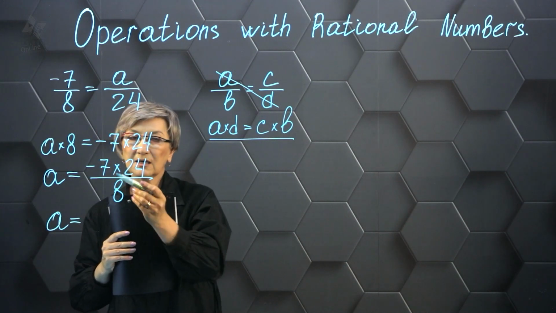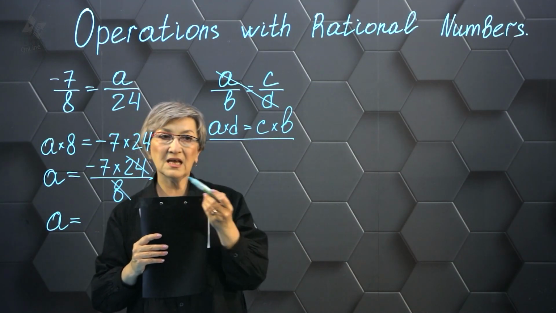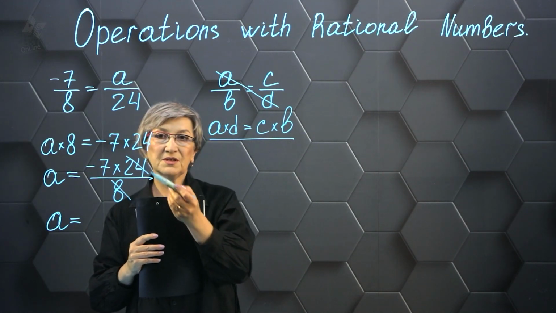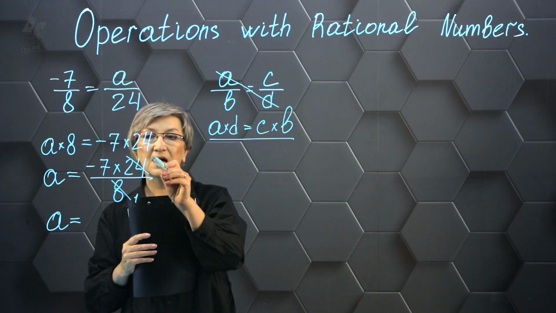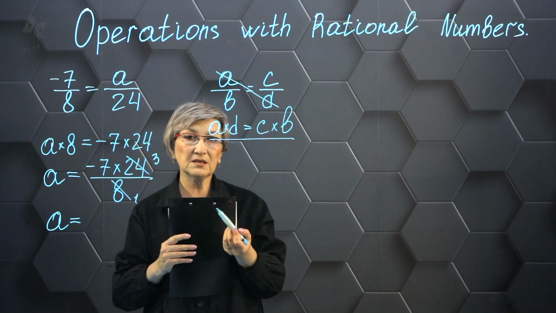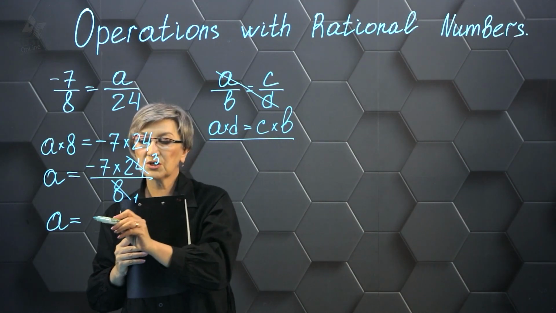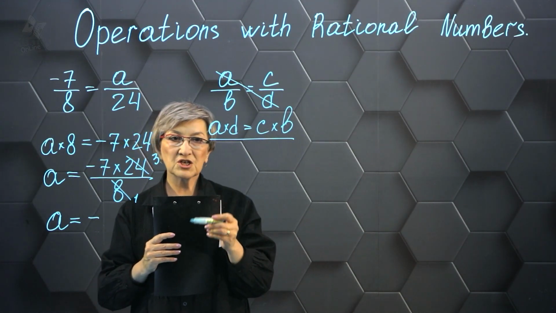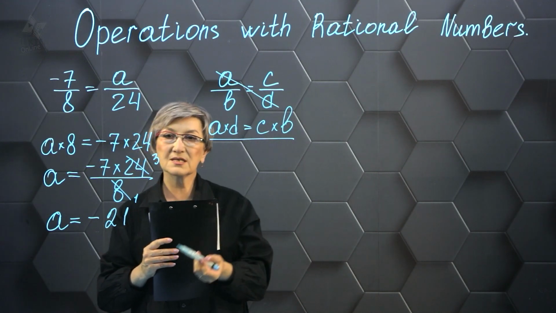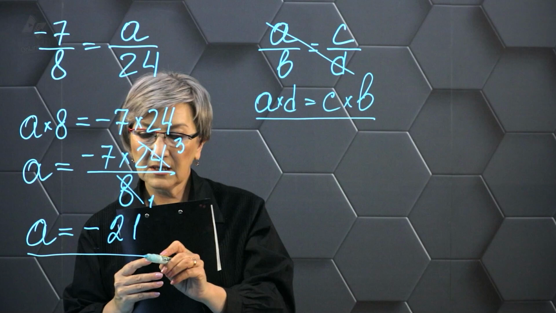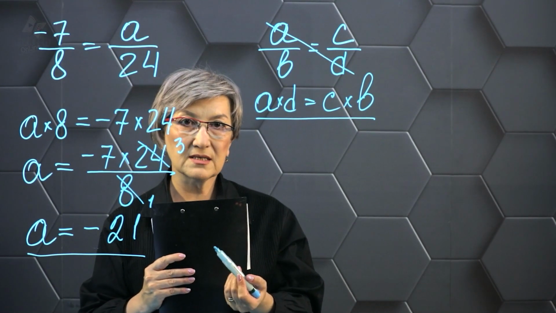When I can divide the numerator and denominator by the same number, 8 and 24 I can divide by 8. 8 divided by 8 is 1. And 24 divided by 8 is 3. As a result, I have that a equals minus 7 times 3. And according to the rule of multiplication of rational numbers with different signs, I get the answer minus 21. We have found what the value of the variable is equal to, and it is minus 21.